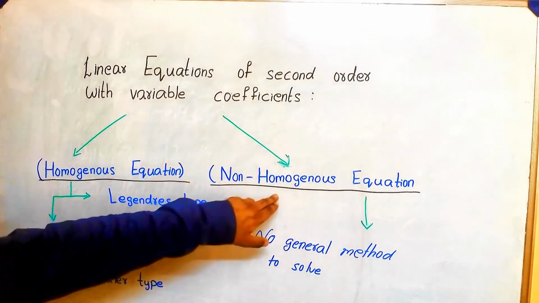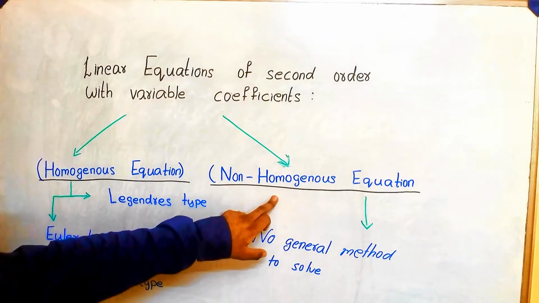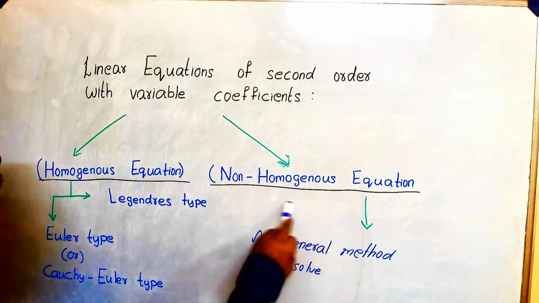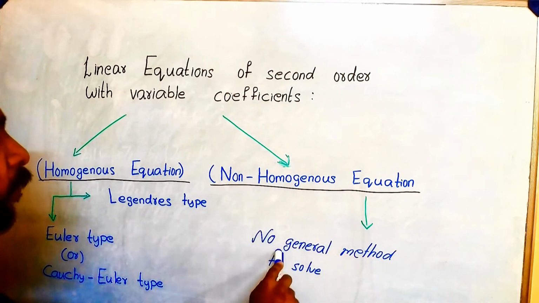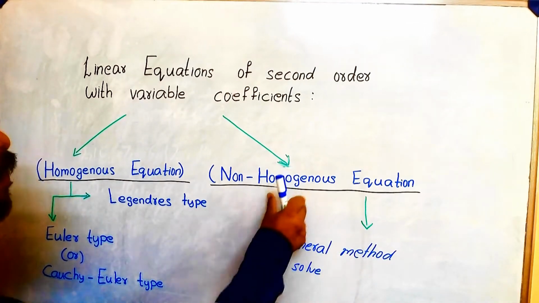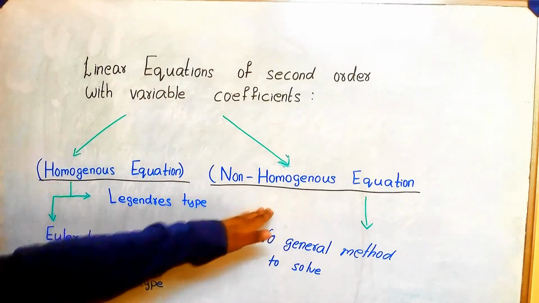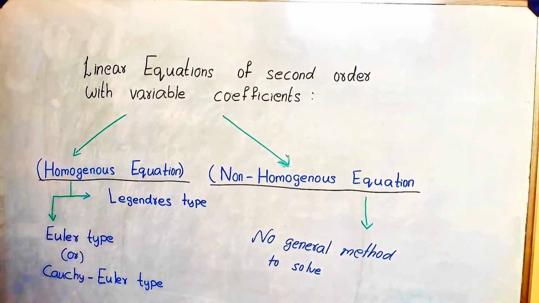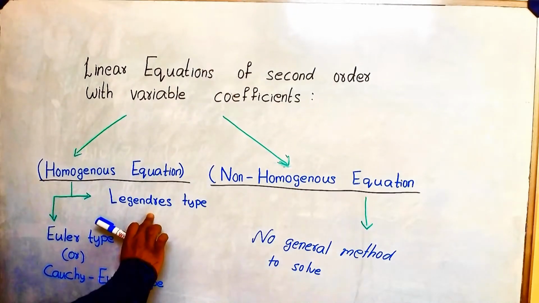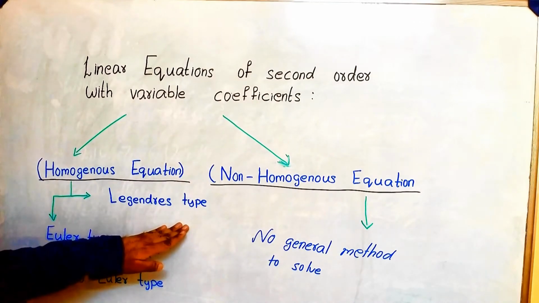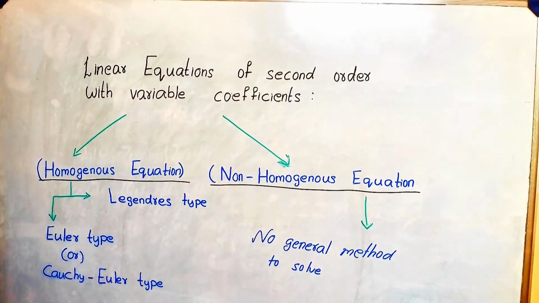And the second type of linear equations with variable coefficients is non-homogeneous equations, and we don't have any general method to solve non-homogeneous equations. So as we don't have any methods here, we will be concentrating on homogeneous equations and how to solve them, and we will try the Euler type first and the Legendre's type second. So let's begin with the Euler type or Cauchy Euler type.